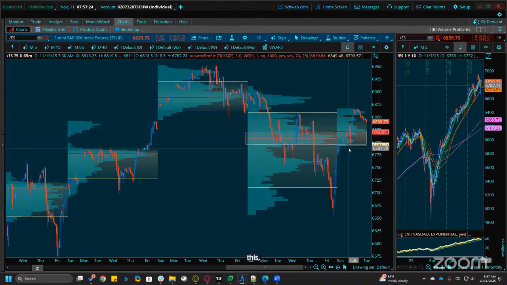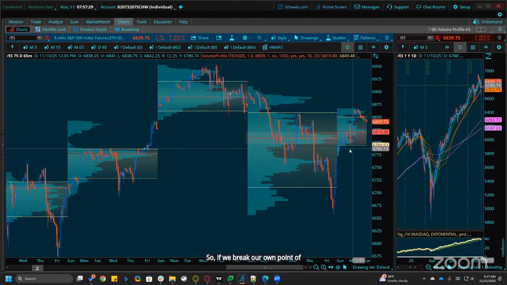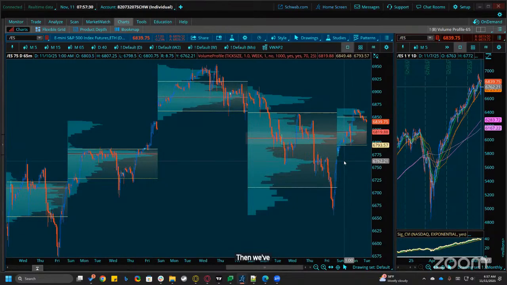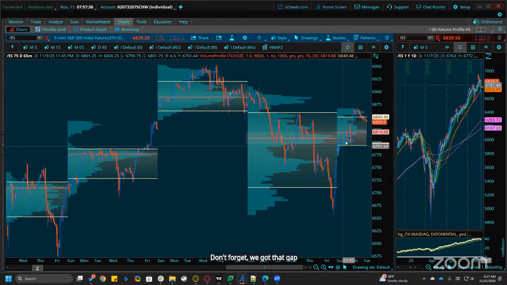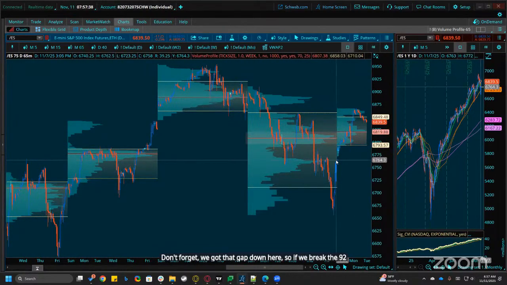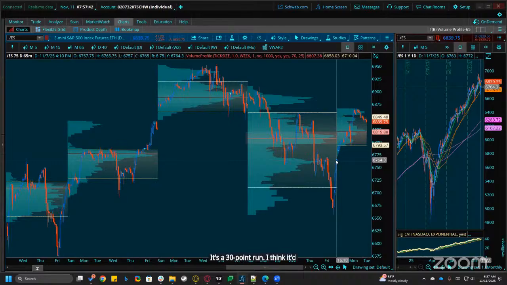This value area. So if we break our own point of control, then we've got the last line of defense, the 67.92 cog line. Don't forget, we got that gap down here. So if we break the 92 cog line, we're going to this gap close. It's a 30-point run. I think it'd be a nice trade.